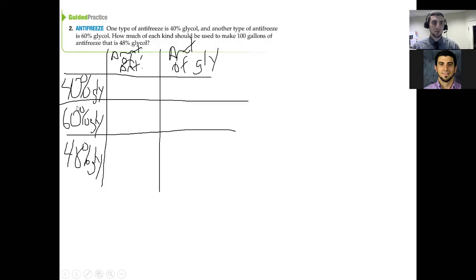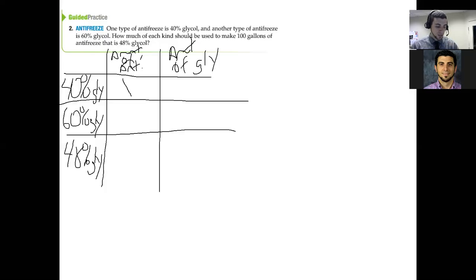So the amount of antifreeze, let's make X. Now they didn't tell us which one. It says one type is 40%, another type is 60%, how much of each kind. It didn't really specify which one we are going to use as the variable. So in this case, you don't make them both variables. You make one variable and then subtract to get the other. Here's what I'm talking about.